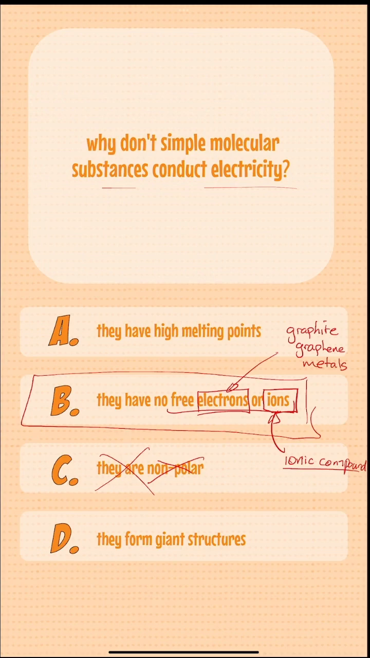So don't get confused between the two, because I've seen so many times where people say ionic compounds conduct electricity because they have delocalized electrons. But that's not right. It's because they're free moving ions.